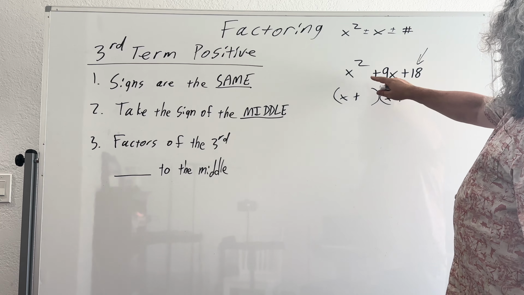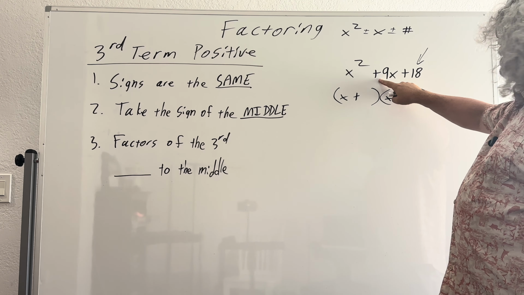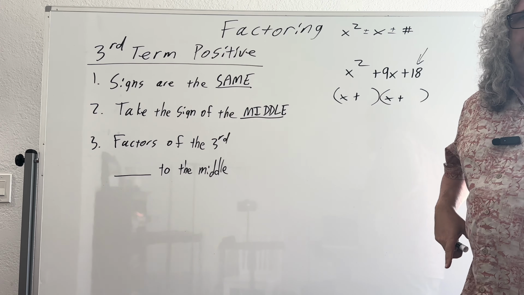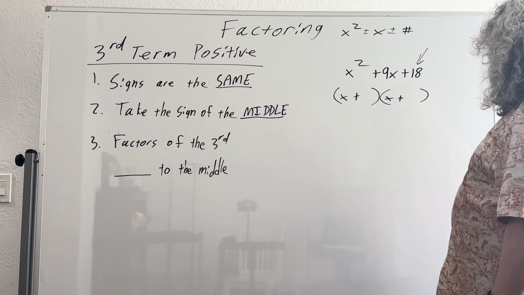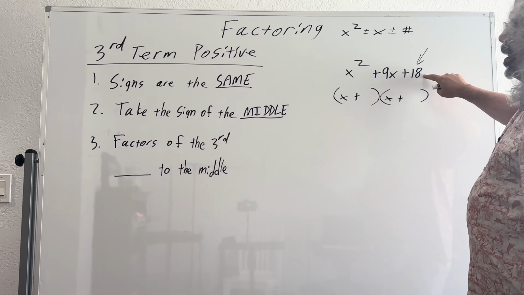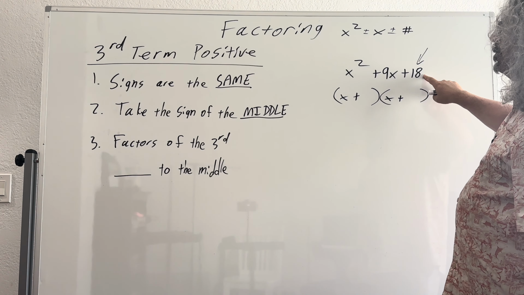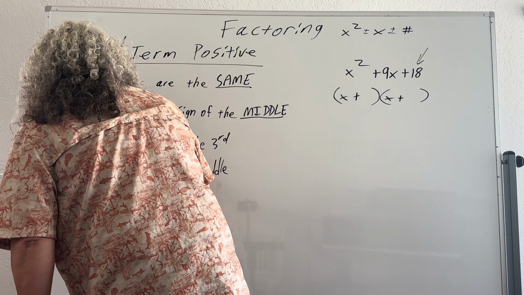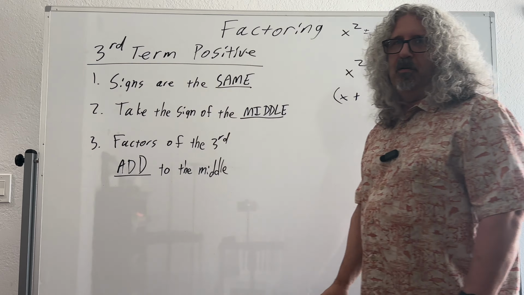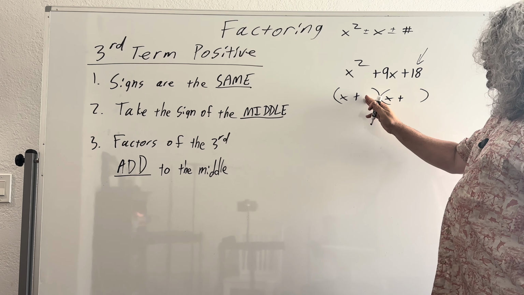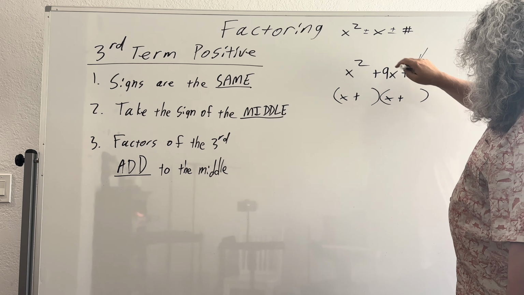Now, if that said x squared minus 9x plus 18, I would have done minus minus in here. We'll do some of those so you have some examples. Now, the last one: factors of the third. That means numbers that will multiply to the 18. They will add to the middle, okay? So I need to find factors of 18 that will add to 9. That'll go with the 9.